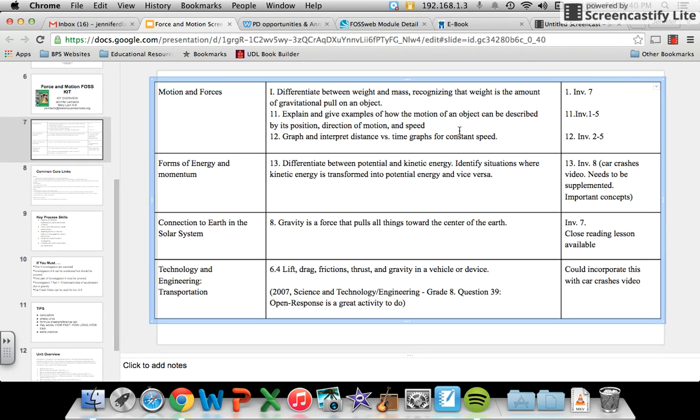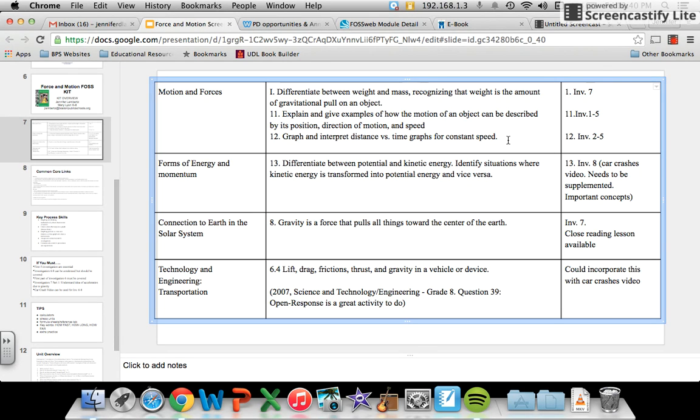11, explain and give examples of how motion of an object can be described by its position, direction of motion, and speed. This you will do in the main investigations 1 through 5. That's the meat of this unit. And then they will also be graphing and interpreting distance versus time graphs for constant speed. This is done starting in investigation 2, and they use the scale throughout and certainly until investigation 5.